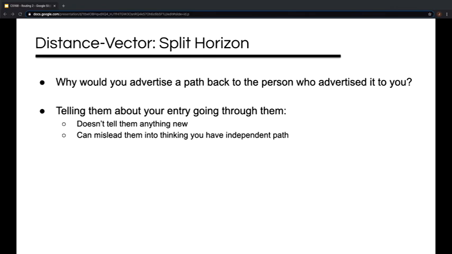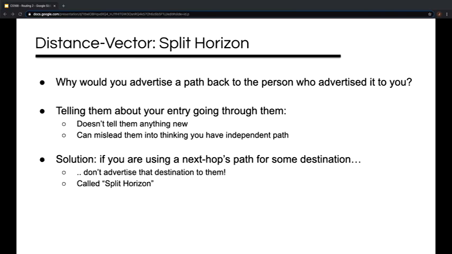So the takeaway here is, why would you advertise a path back to the person who advertised it to you? Telling them about your entry going through them doesn't tell them anything new, and it can mislead them into thinking that you've got this independent path, which you don't actually have. So the solution is, if you're using a next hop's path for some destination, don't advertise that destination to that next hop. Advertise to everybody else, but not back to them. We call this split horizon. Does that make sense? See a couple nods.